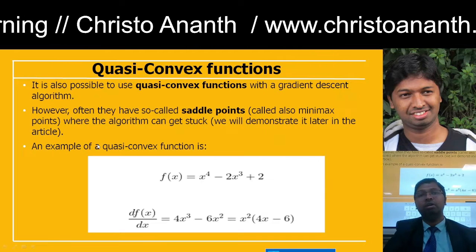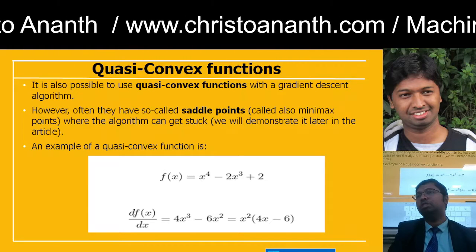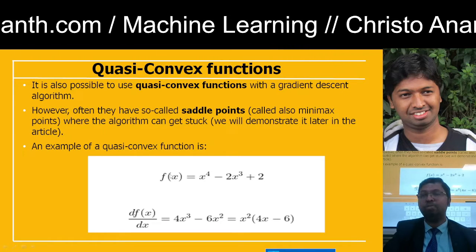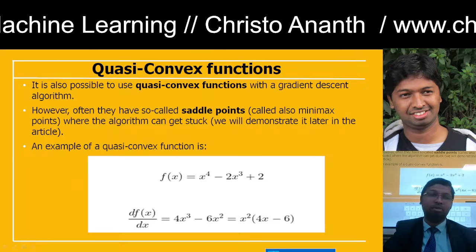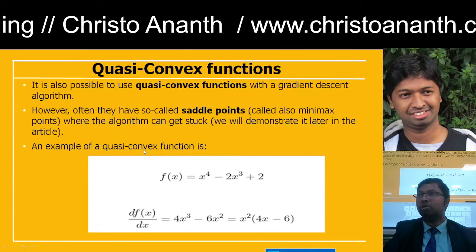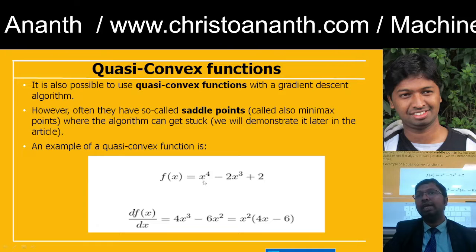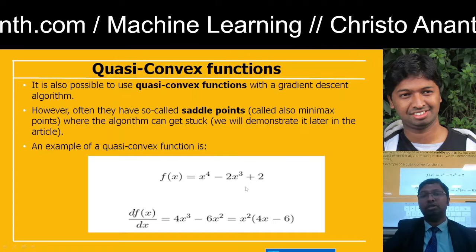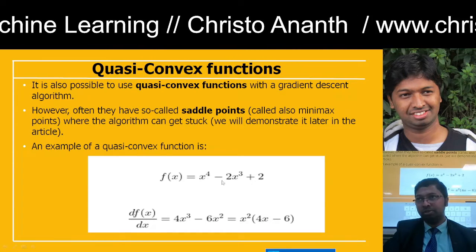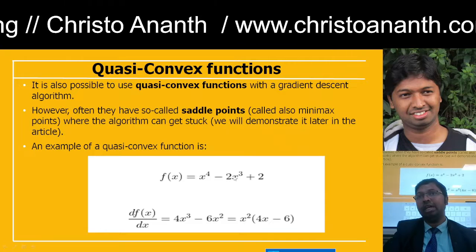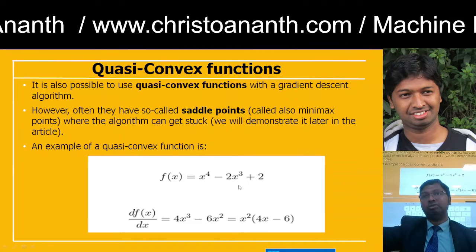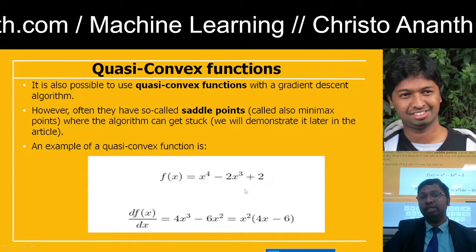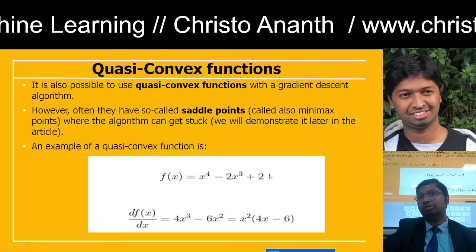It's also possible to use quasi-convex functions with the gradient descent algorithm. Maybe you can call them saddle points, or maybe minimum or maximum points. Here we will take a quasi-convex function f of x equal to x power 4 minus 4x cube plus 2. If you differentiate once, this becomes 4x cube minus 2 into 3x square, so 3x square multiplied by 2 gives 6x square. Then plus differentiation of a constant is equal to 0, so nothing.